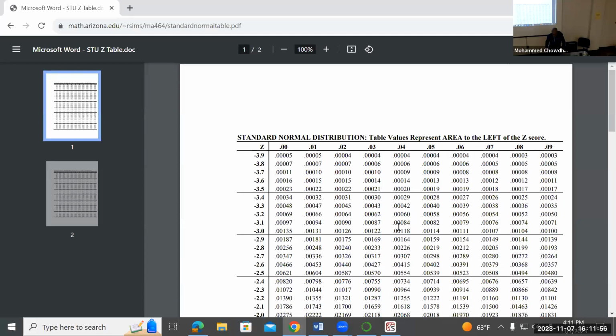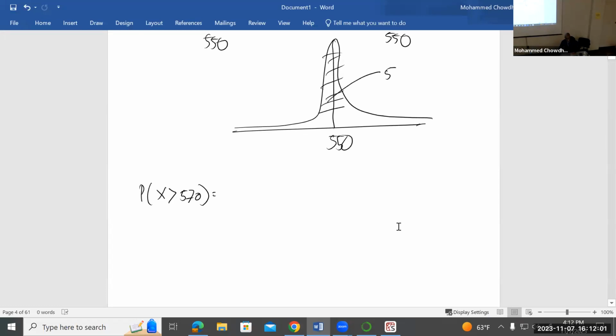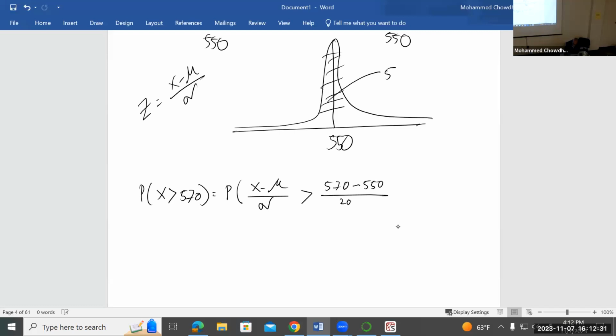Let's use the formula to change x to z. Good. The formula is, so it'd be 570 minus 550 over the standard deviation. Yes, thank you very much. What she said, what you will have to do, use the formula. What is the formula? This is the Z formula, x minus mu over sigma. So what I did, x minus mu over sigma greater than 570 minus mu equal to 550 divided by standard deviation equal to 20.